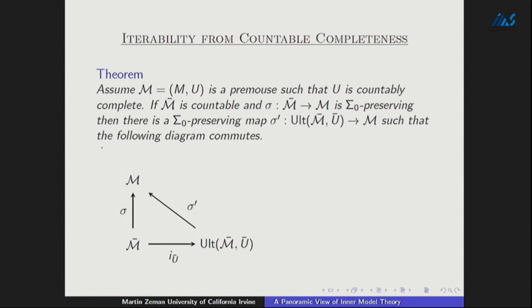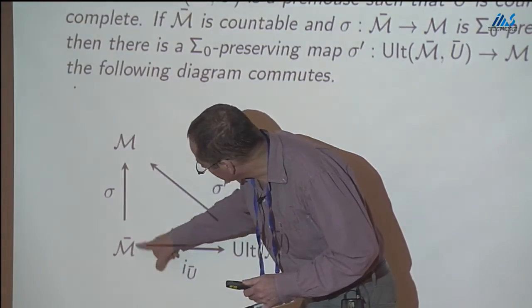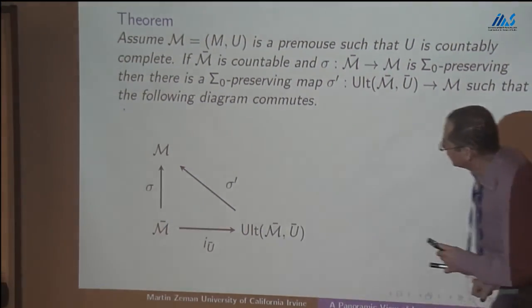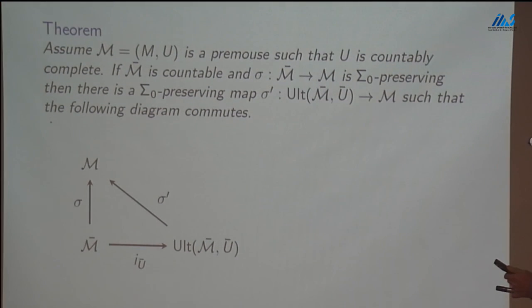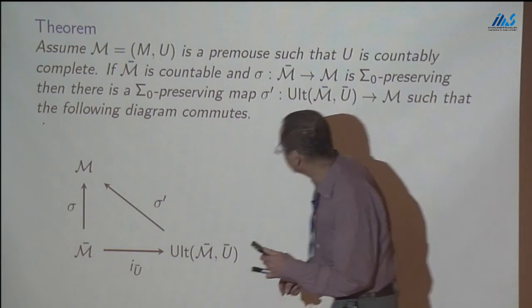So there is probably 1 minute, so let me say another theorem, and that's the countable completeness. Remember the definition of countable completeness: if I take countably many sets from U, from the point of view of V, the intersection is going to be non-empty. So if I have a pre-mouse and a countably complete measure, then I can do the following. Whenever I have a countable pre-mouse down here and a sigma 0 preserving map, if I form an ultrapower, then I can embed this ultrapower back into M, in a way which makes this diagram commute.